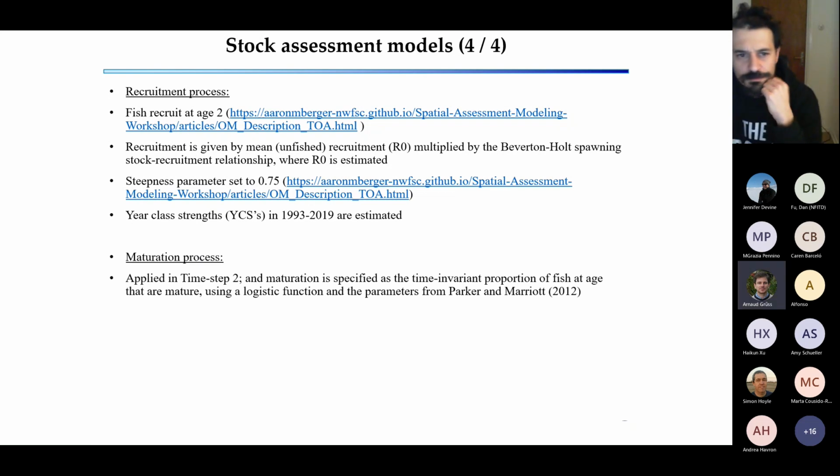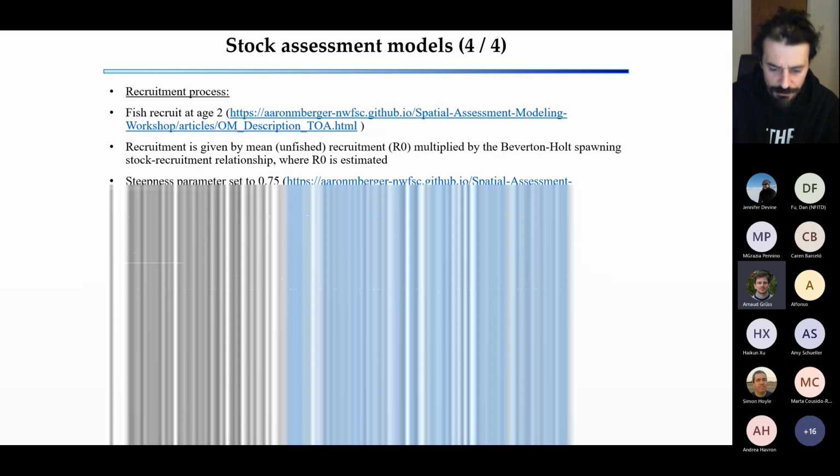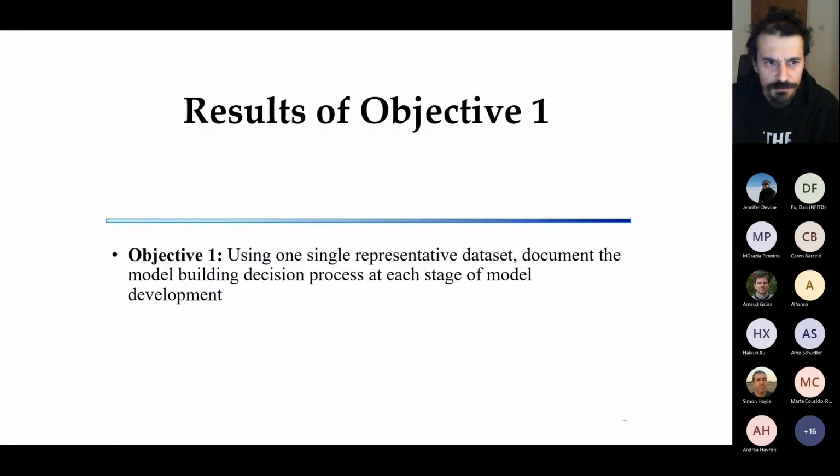We estimate year class strengths, YCS, for those particular years since fish recruit at age 2 in the assessment models. Regarding the maturation process, this process takes place in step 2, and we specify maturation as a time invariant proportion of fish at age that are mature, and we use a logistic function and the parameters coming from a seminal paper on Ross Sea region Antarctic toothfish. Otherwise, we use the natural mortality and growth and length weight parameters that were provided to workshop participants.